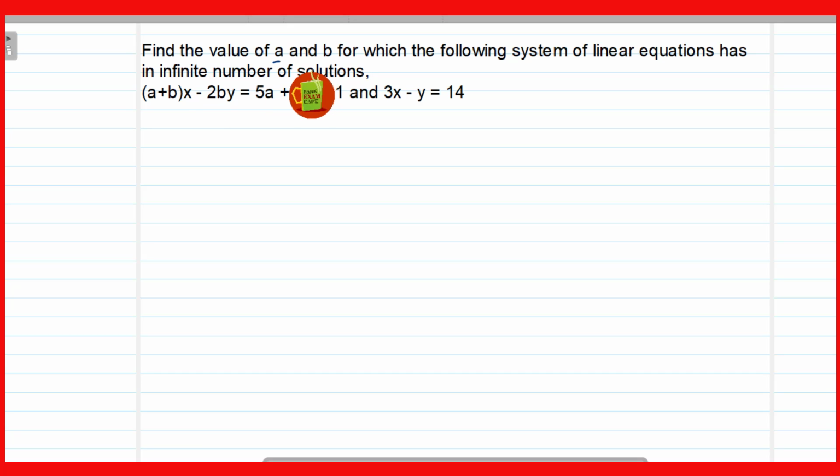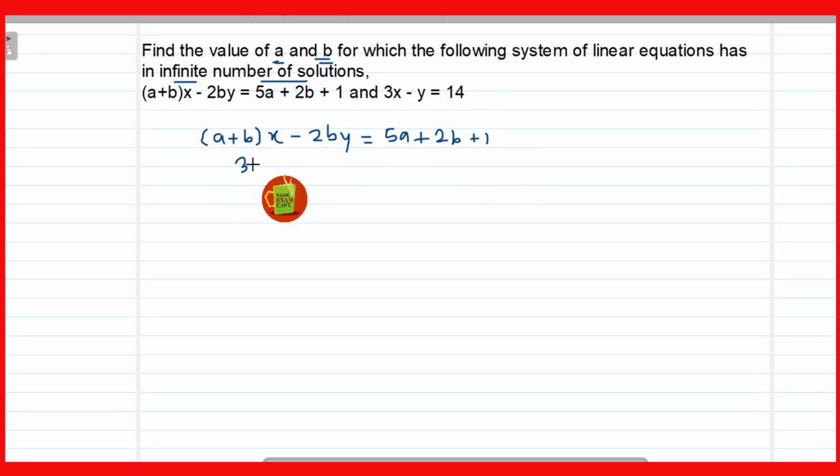The question is that find the value of a and b for which the following system of linear equations has infinite number of solutions. The equations are (a plus b) into x minus 2by, which is equal to 5a plus 2b plus 1. And the second equation is 3x minus y, which is equal to 14.